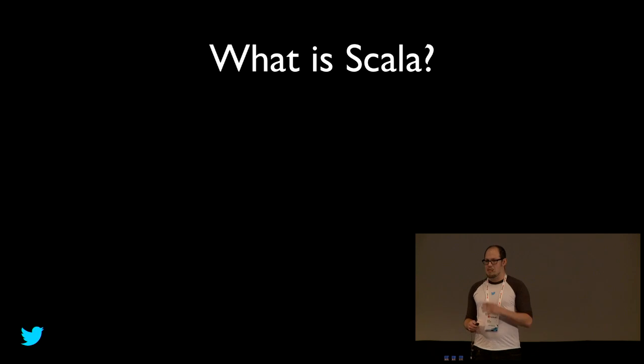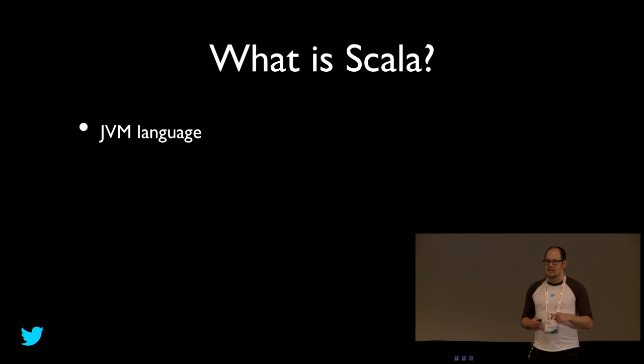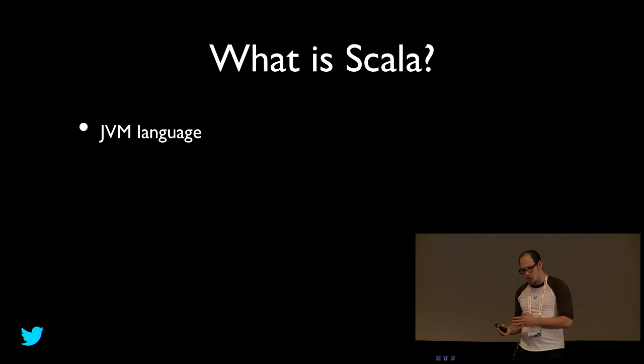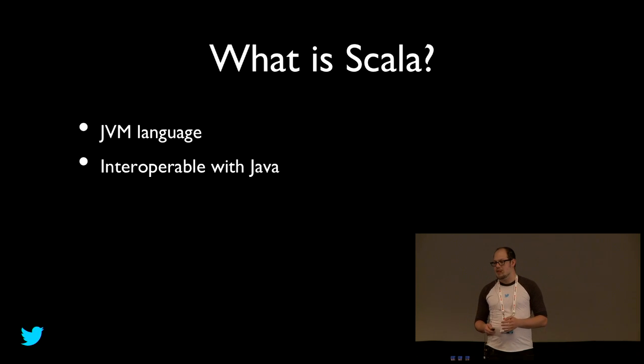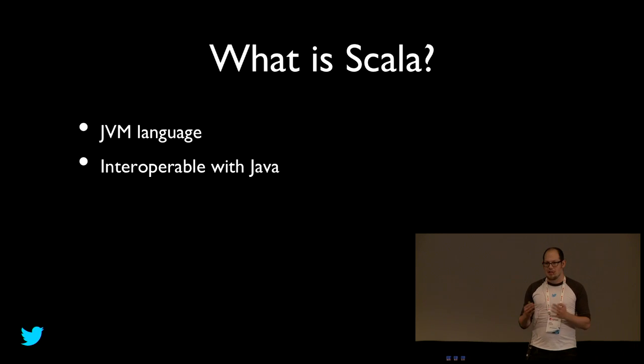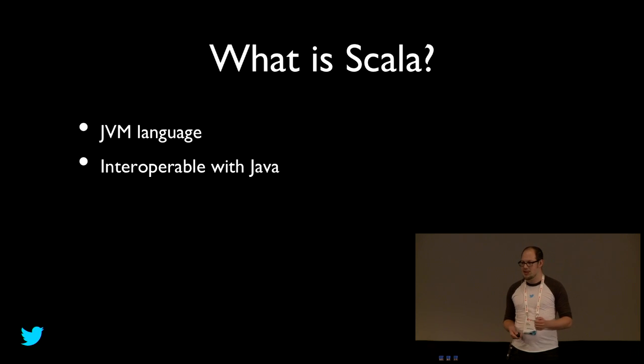So what is Scala? Maybe you haven't heard of it. Scala is a new JVM language. It compiles down to Java Virtual Machine bytecode. It's interoperable with Java because they run on the same virtual machine, which means that you can have Java code calling into Scala code, and you can have Scala code calling into Java code, vice versa.